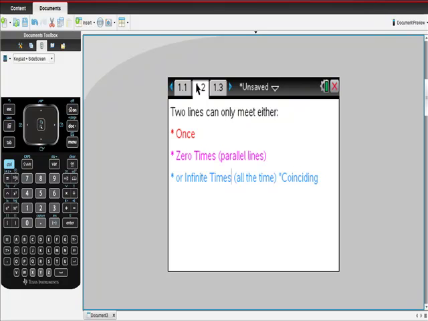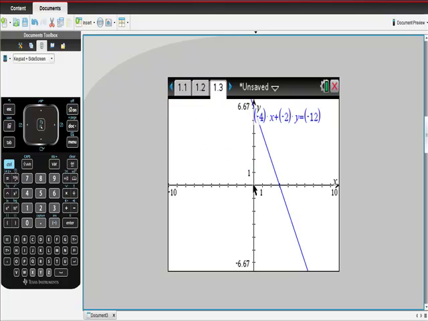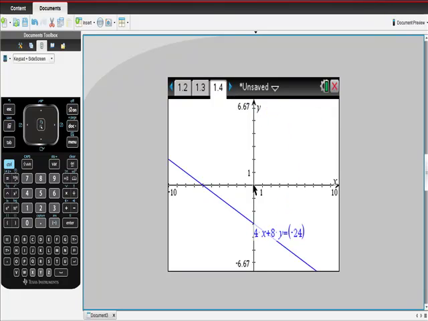So let's look at these three examples really quick, okay? So here's the first example. We get this equation. It says 4x minus 2y is equal to negative 12. And we graph it. And we're like, okay, this is what this looks like. There's just one line there. I see it. And then I'm going to graph another line next to it. See what happens. So here's the next line that we graph, and it's 4x plus 8y is equal to negative 24.